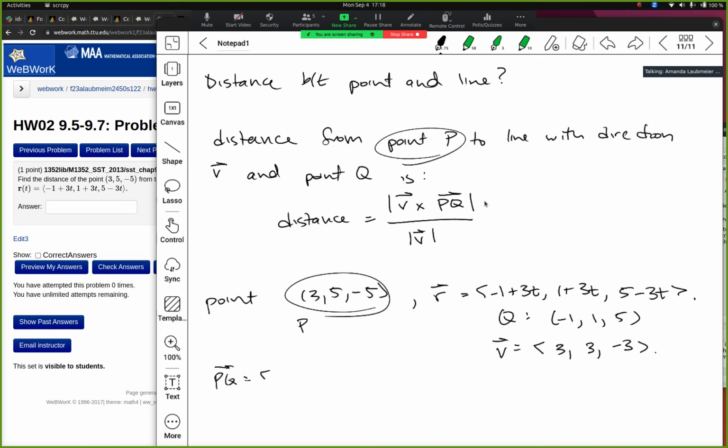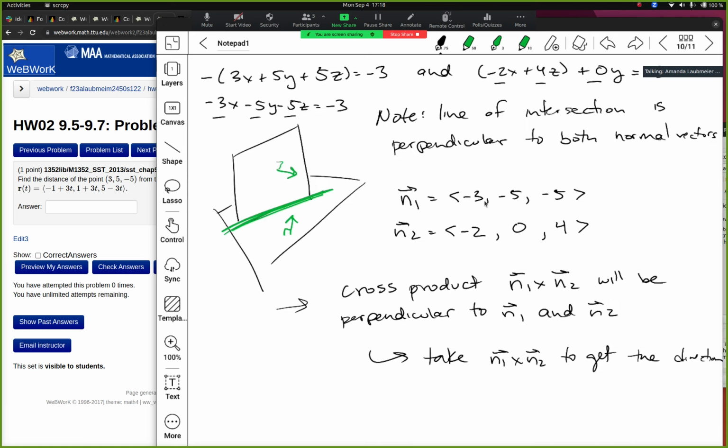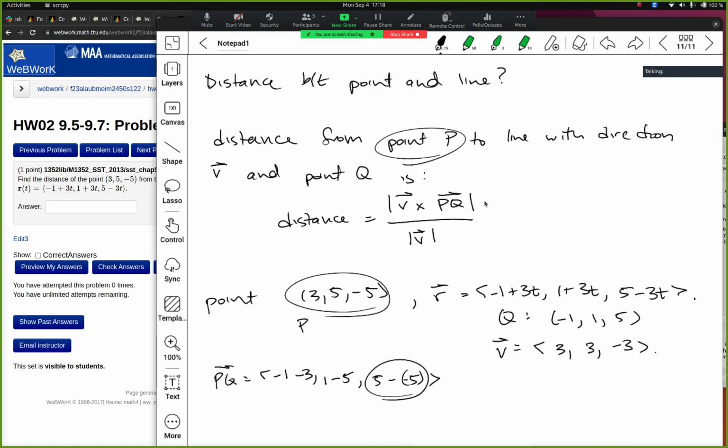But we learned how to do that in the first homework. We just subtract the first point entries from the second. So I do like minus 1, minus 3, 1 minus 5, 5 minus 5. This is still tripping some people up. Make sure that when you do this, you get 10 because that minus 5 becomes a positive. So I get like minus 4, minus 5, 10, I'm pretty sure.